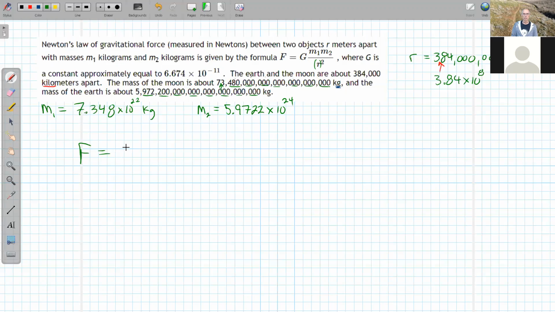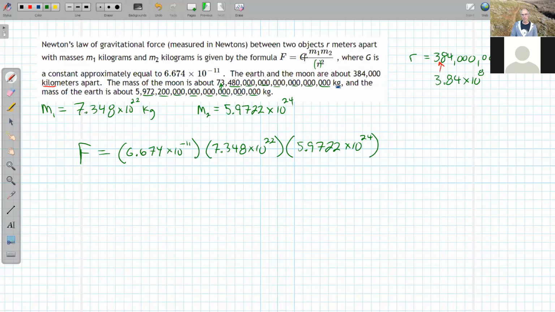It doesn't hurt. So we could write this as parentheses, gravitational constant, 6.674 times 10 to the negative 11. And then that's times this fraction. So I'm just going to go parentheses for times, and then M1, 7.348 times 10 to the 22nd. And I always think it's a good idea to write down on paper what you're going to tell your calculator to do. Times the next mass, 5.9722 times 10 to the 24th.